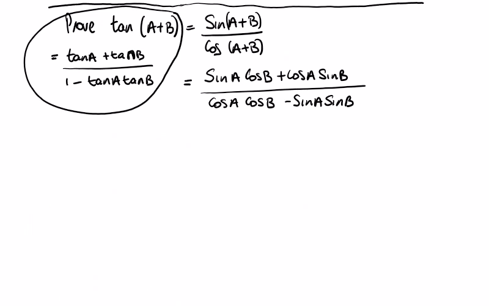I just forgot to write the second part of the proof. Prove tan A plus B is equal to tan A plus tan B over 1 minus tan A tan B, not sine over cos. But we know that tan is sine over cos. I was jumping to the first line of the solution. Tan is sine over cos, it's given in the tables as well. So tan A plus B is sine A plus B over cos A plus B, and from above we've taken down sine A cos B plus cos A sine B over cos A cos B minus sine A sine B.